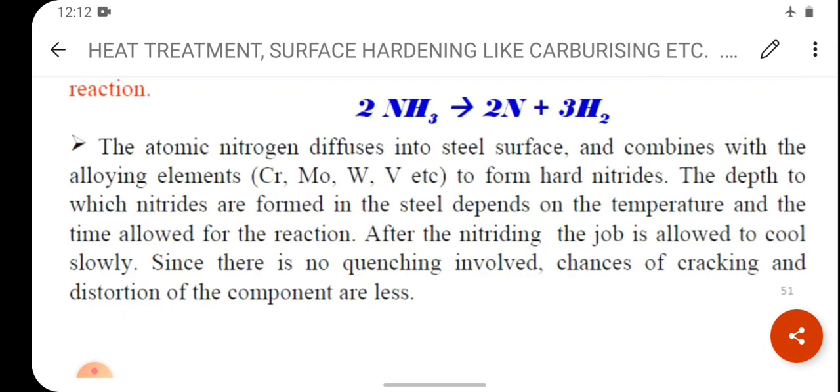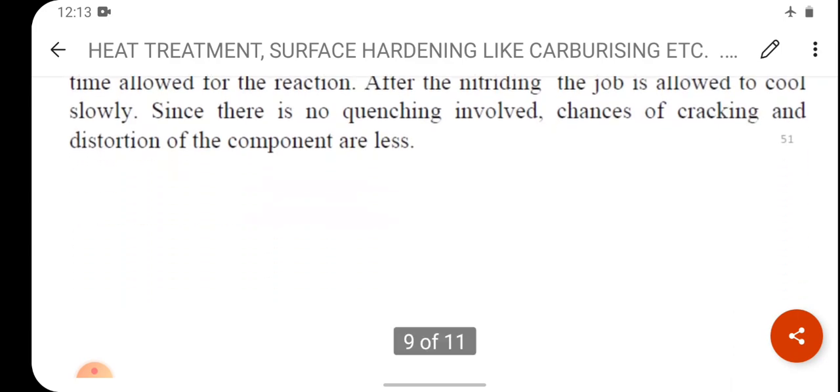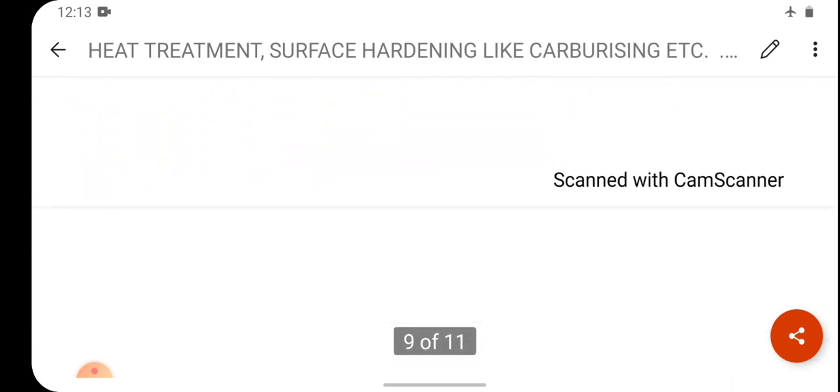After the nitriding, the job is allowed to cool slowly. Since there is no quenching involved, chances of cracking and distortion of the component are less. Now it is clear to you. So nitriding process में क्या होगा, chances of cracking and distortion of the component will be very very less because it is allowed to cool slowly.